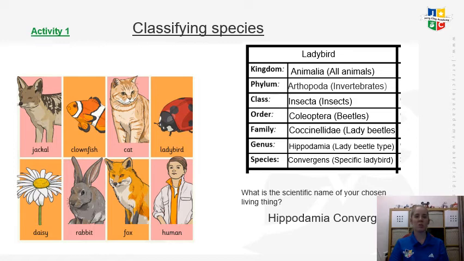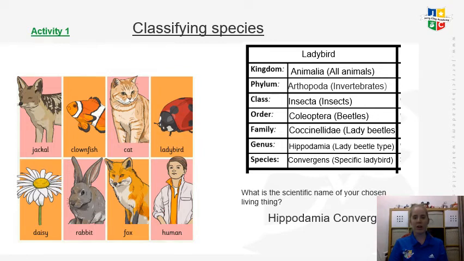For your activity this week, what I would like you to do is to classify some species for me. Now on the screen in front of you, you can see 8 different species. Now you're not going to be using these ones, I'm just going to pick one of these as an example. But as you can see on the right, I've chosen a ladybird to classify. Now don't worry, I don't expect you to know all these names in your head. I had to go and research them to find them out.